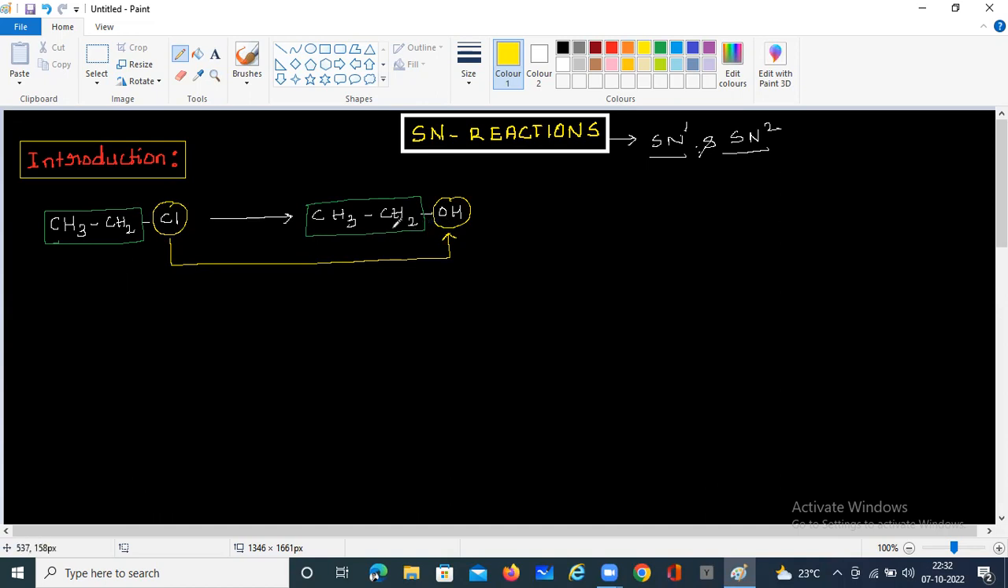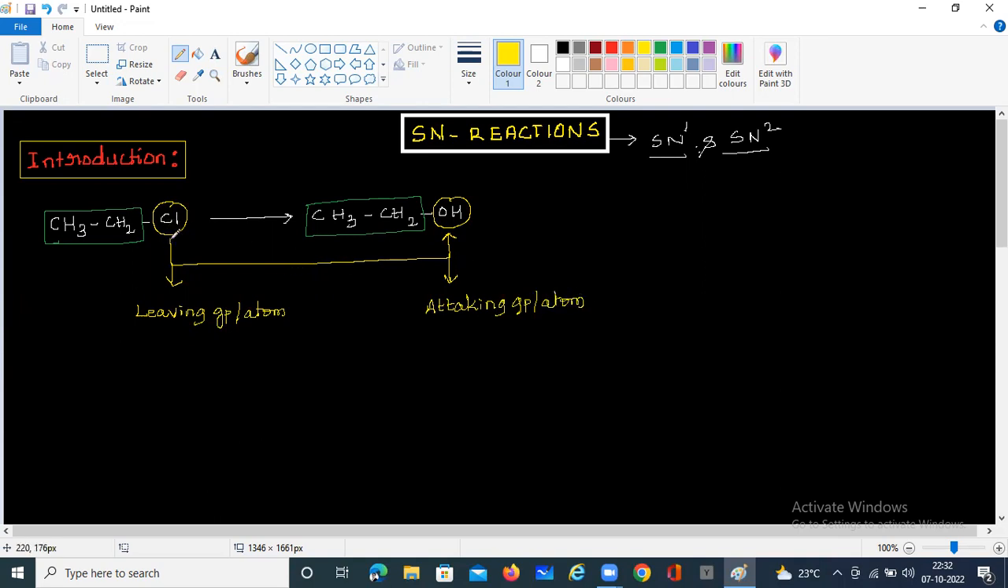So that means here the chlorine atom, this one, we can say is the leaving group or atom. Then this OH group is said to be the attacking group, otherwise atom.